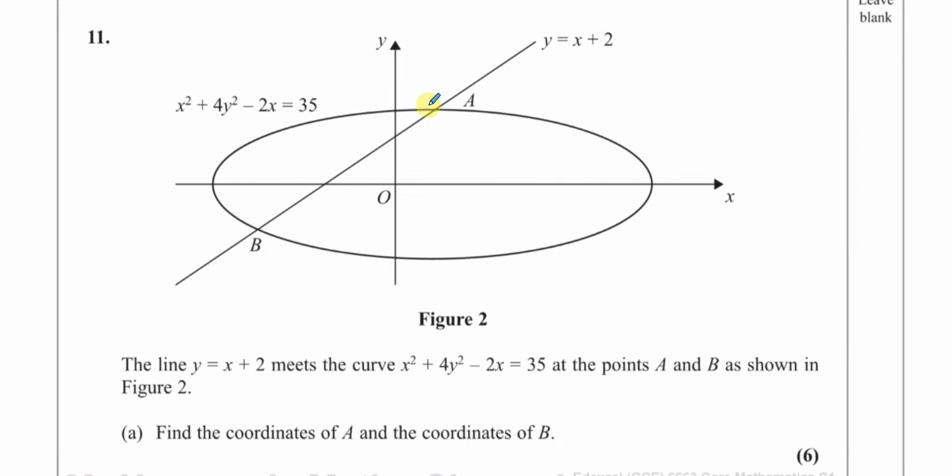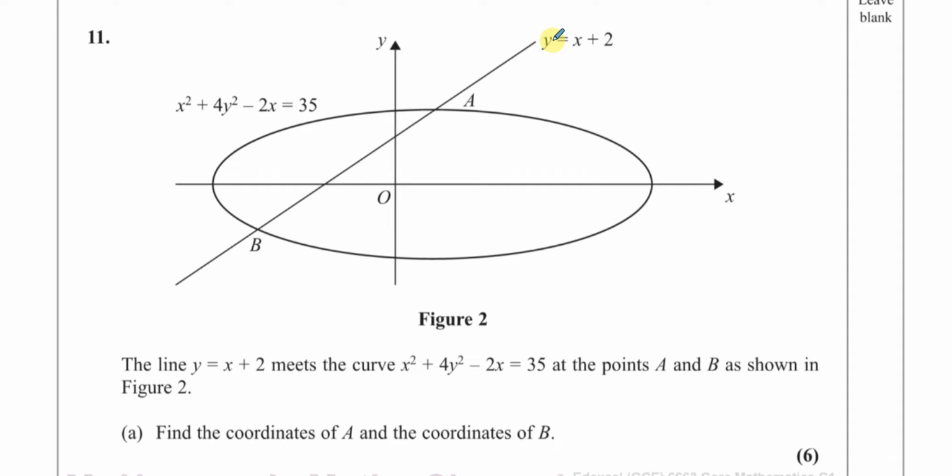We need to find the coordinates of A and B, the points at which they intersect, and we need to solve these two equations simultaneously in order to do so. That's how you find how two lines or two curves or a line and a curve intersect. You solve the equations simultaneously.